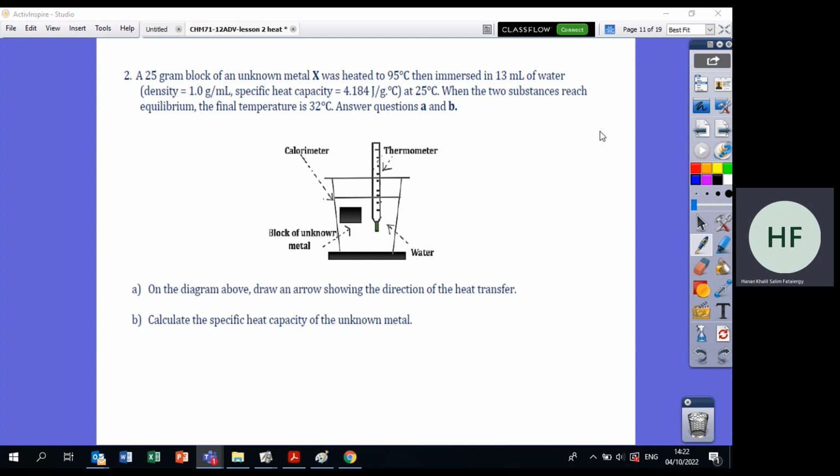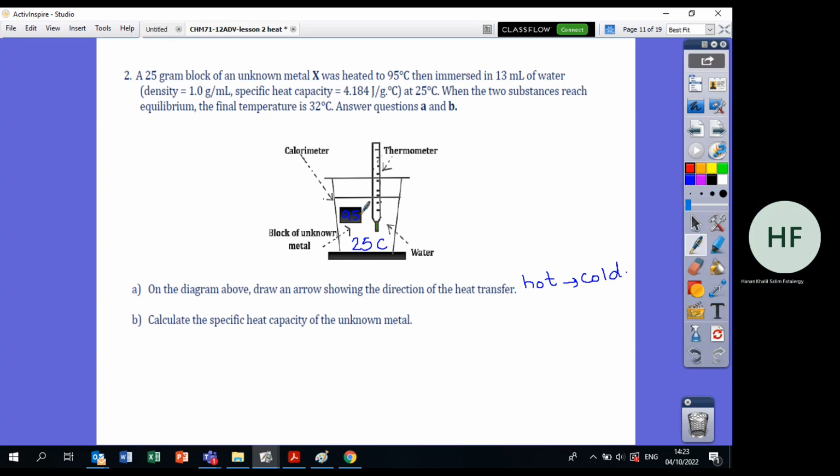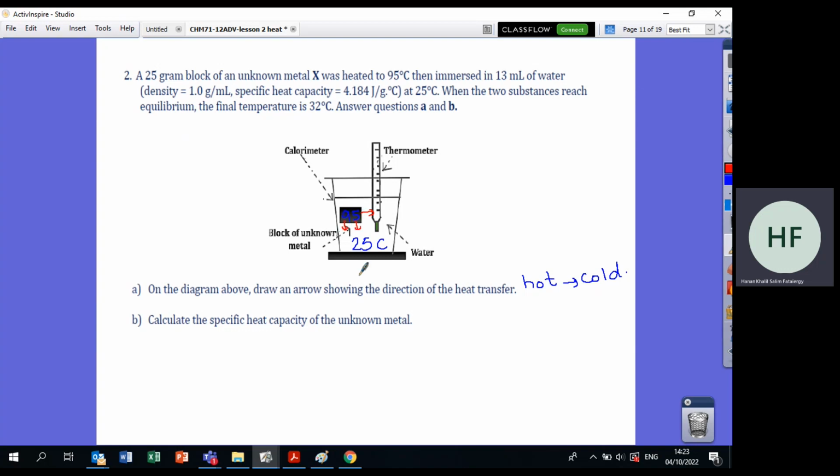Okay, now this is another question. A 25 gram block of unknown metal X was heated to 95 and then placed in water. This is similar to what we solved before. So the temperature of water is 25 degrees Celsius and the temperature of the block was 95 degrees Celsius. First question, draw an arrow showing the direction of heat transfer. Heat moves from hot objects to cold objects. So it will flow from 95 to 25.